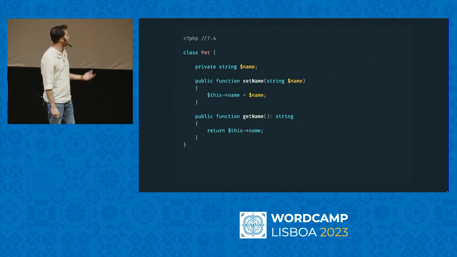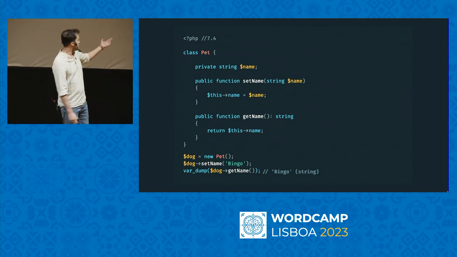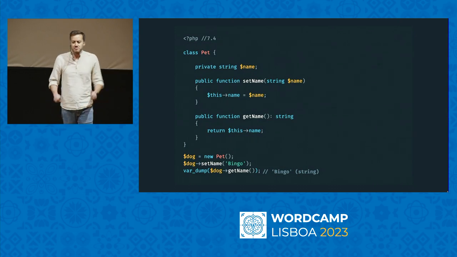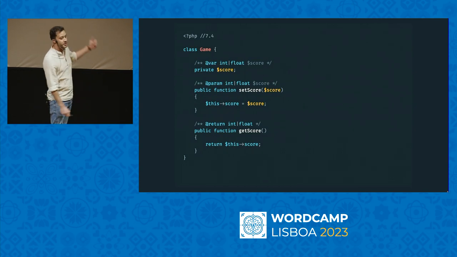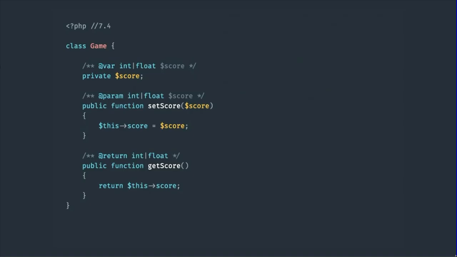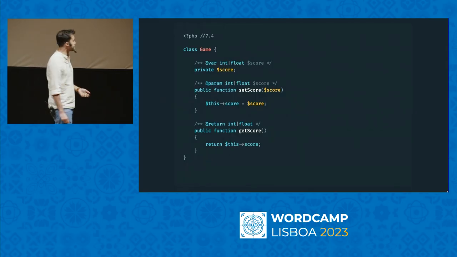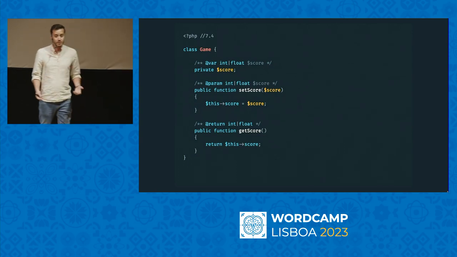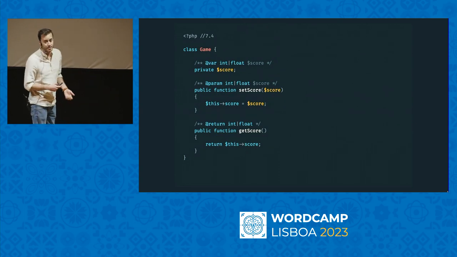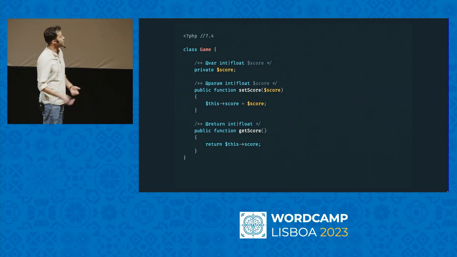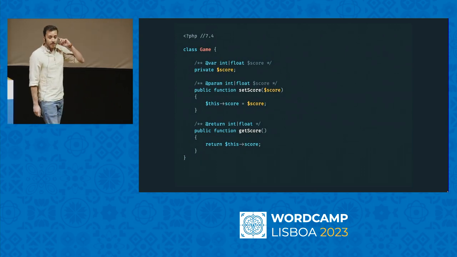Of course, if I instantiate this class and set the name to Bingo, for example, I'll get a string back. That's very straightforward, everyone does that. But before PHP 8.0, what about this type of situation where I have, for example, a game class with a score, which could be an integer or a float? Before PHP 8 it was not possible to deal with these situations. I'm going to need to put it without a type here. I can't use a type because it could be an integer or it could be a float. And even on my methods, I could receive anything.